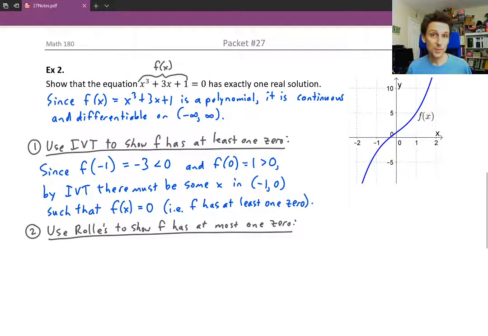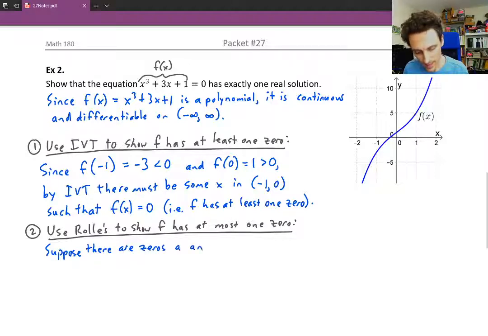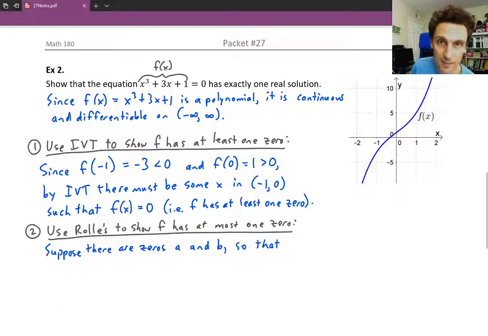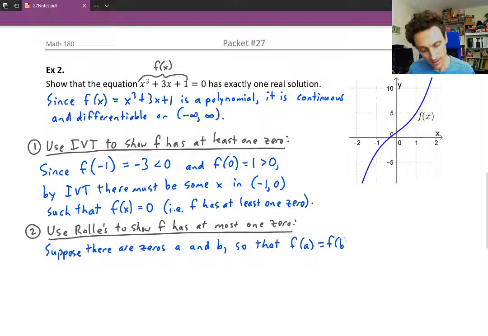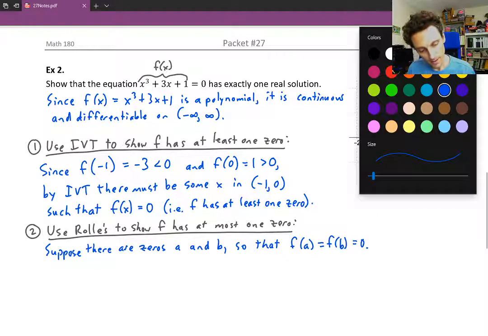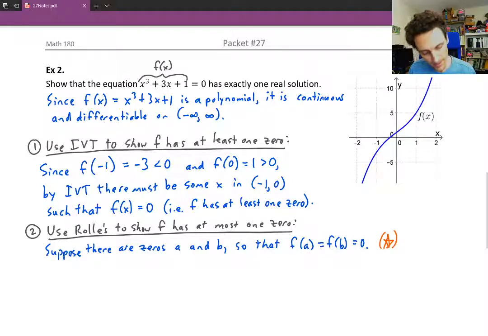Now, the way we're going to do this is by a contradiction. We're going to say, suppose f had 2 zeros. Suppose that happened. What would have to be true? What would follow from that? Suppose there are 2 zeros. We'll call them A and B. And what it means for A and B to be zeros is that f of A is equal to 0 and f of B is equal to 0. So we can write f of A is equal to f of B, which is equal to 0. Okay, I'm going to put a little star by that statement.